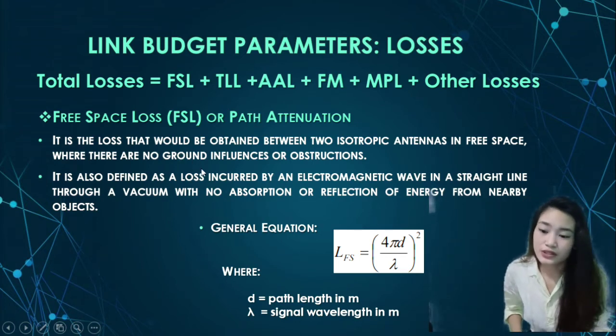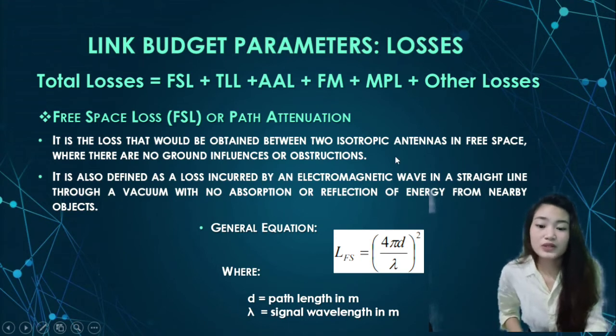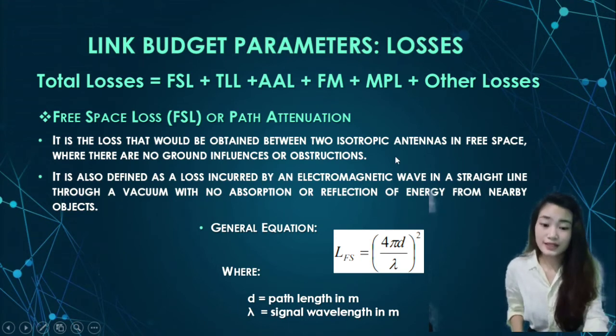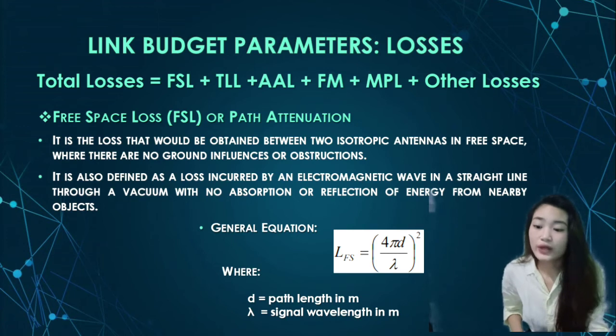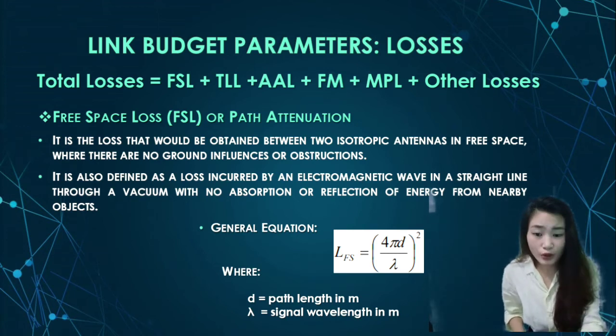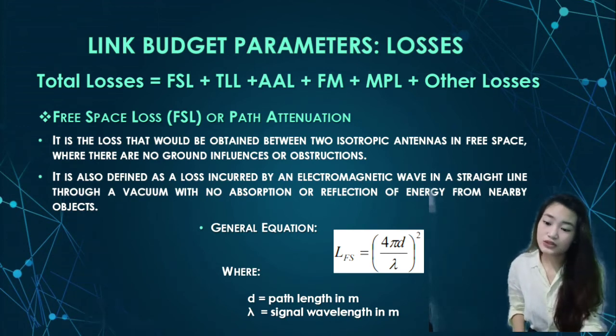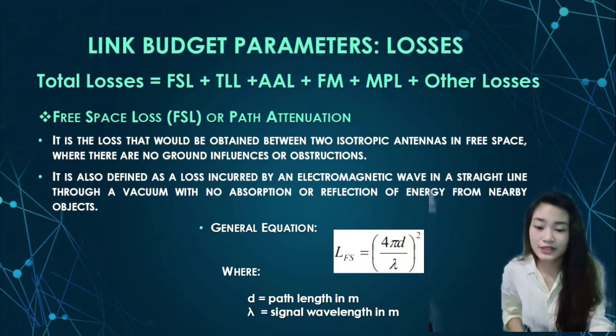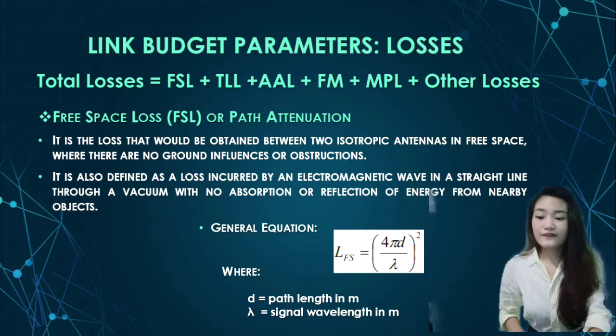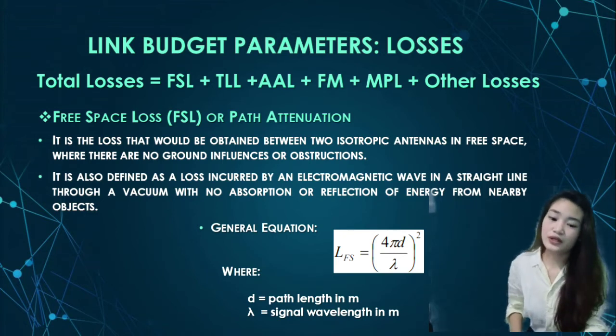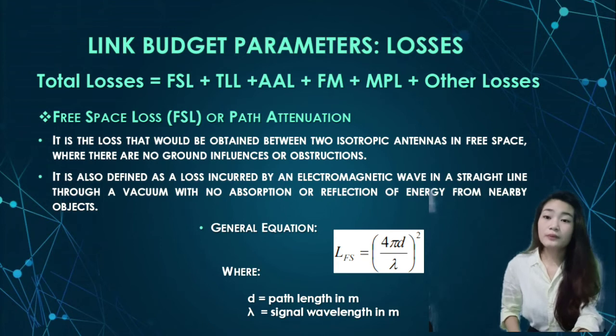It is the loss that will be obtained between two isotropic antennas in free space, where there are no ground influences or obstructions. It is also defined as a loss incurred by an electromagnetic wave in a straight line through a vacuum with no absorption or reflection of energy from nearby objects.